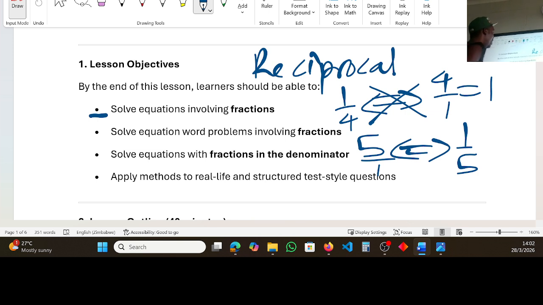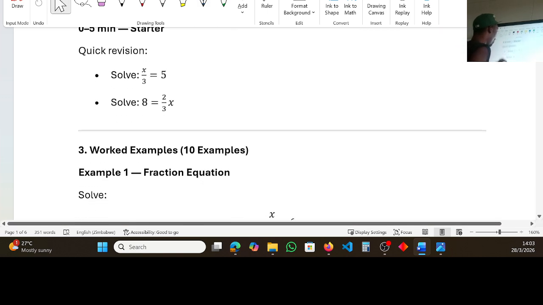Now I want to solve equations also involving word problems that will turn into fractions. We'll see what we'll get. Then the third one, solve equations with fractions in the denominator. So we need the reciprocal to get rid of the denominator part. Apply methods to real life structured test questions, and we'll see how it works.